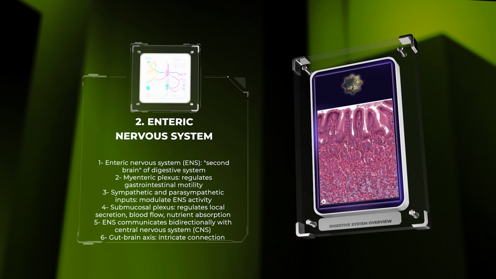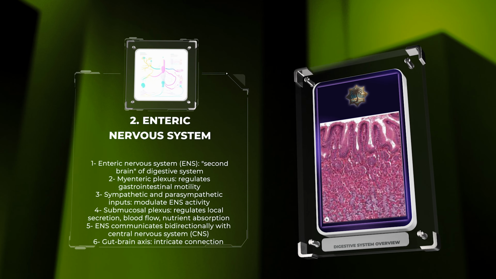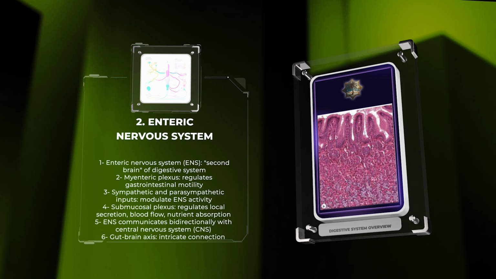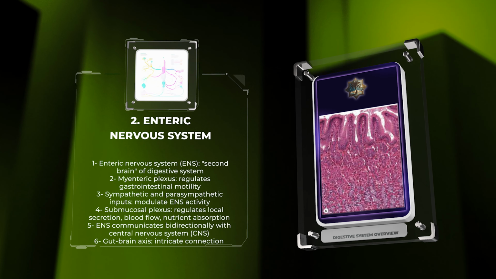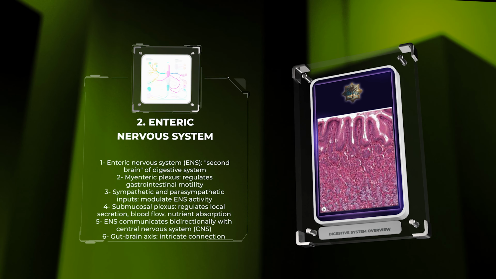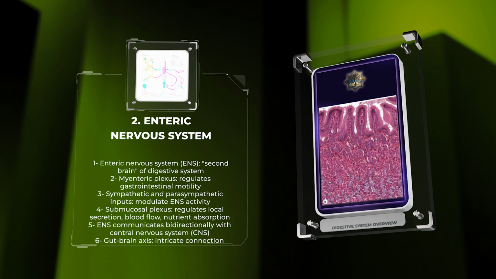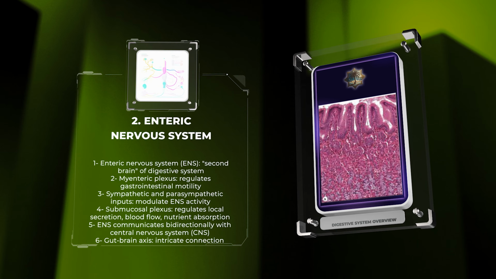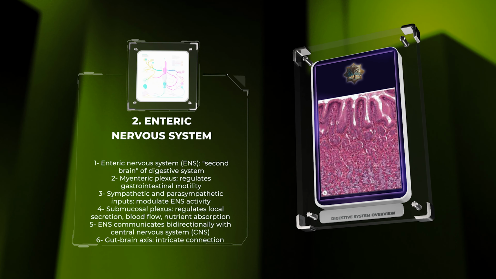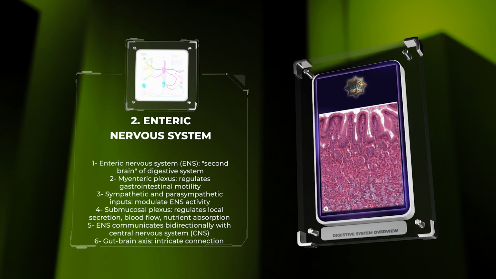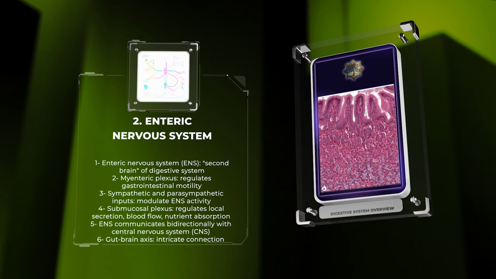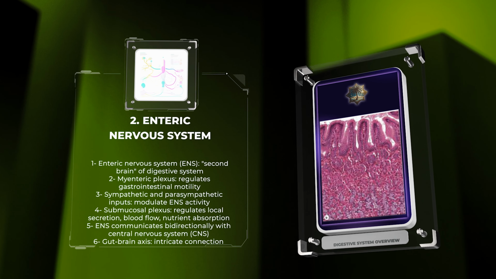The submucosal plexus, on the other hand, is responsible for regulating local secretion, blood flow, and nutrient absorption. It integrates sensory information from mechanoreceptors and chemoreceptors. The ENS also communicates bidirectionally with the central nervous system, CNS, through the autonomic nervous system, forming the gut-brain axis. This intricate connection allows for the regulation of gastrointestinal function, including motility, secretion, and blood flow, in response to various physiological and psychological factors.